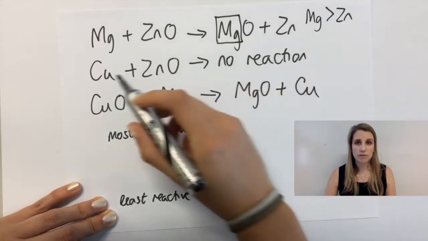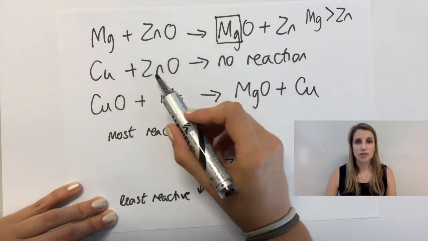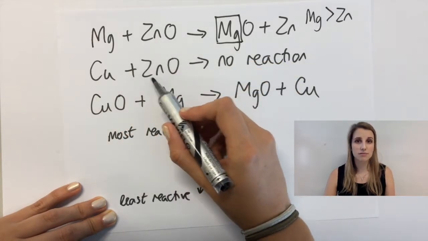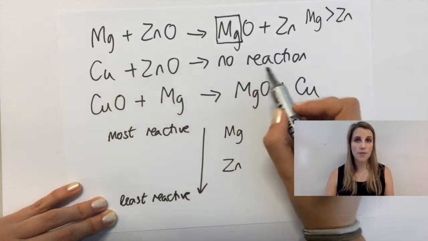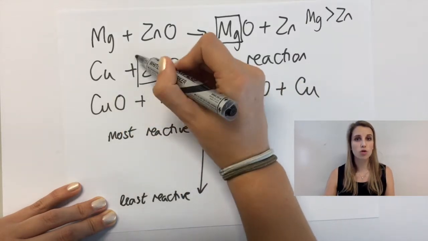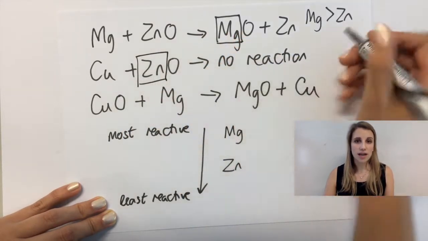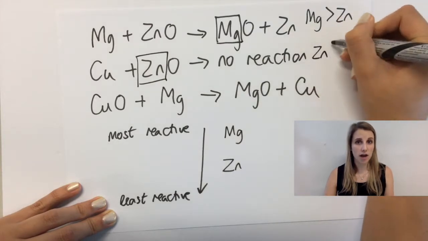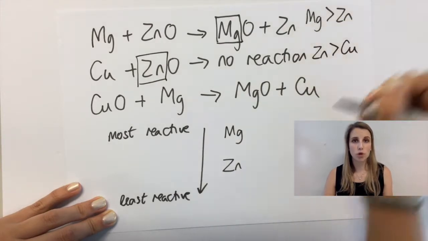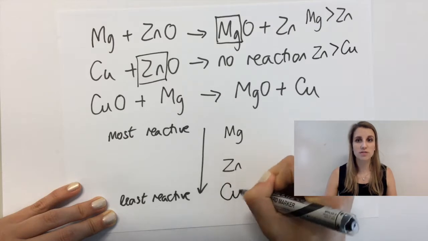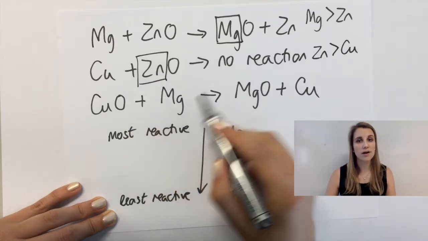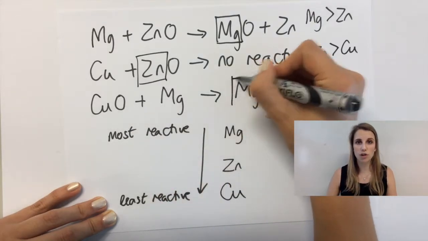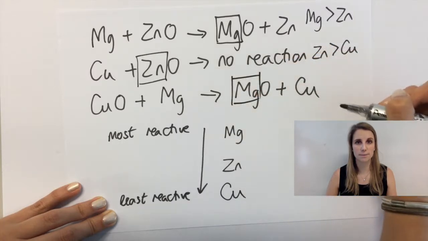From the second one, you've got copper reacting with zinc oxide, but it doesn't react, which means that the one that's most reactive is already the ion. So here, that means the zinc is an ion, and therefore the zinc is more reactive than the copper. So if zinc is more reactive than copper, that must mean copper goes at the bottom of my reactivity series.